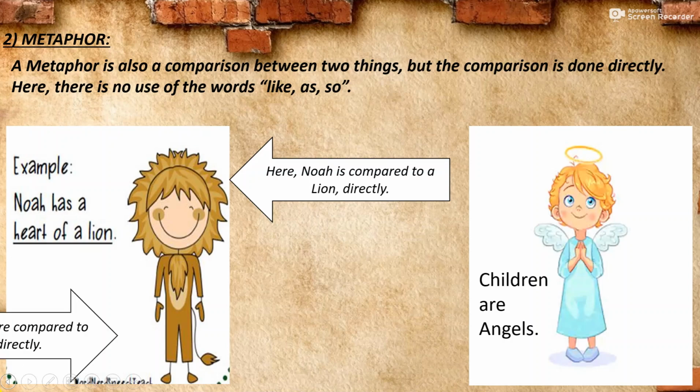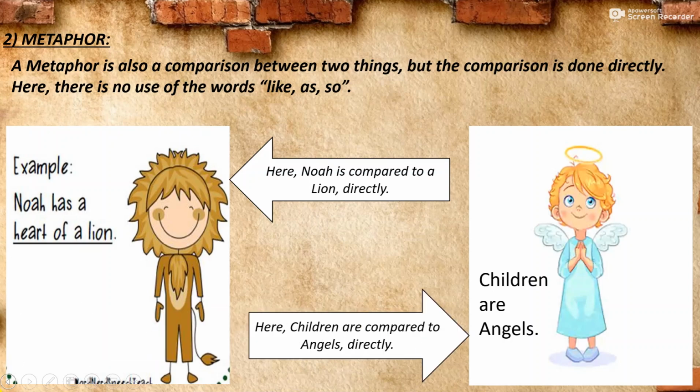Again, in the second example, the word children is being compared to angels. Here again, for comparing these two different nouns, we are not using any special words. Since the comparison is a direct comparison, we say that this sentence is an example of metaphor.